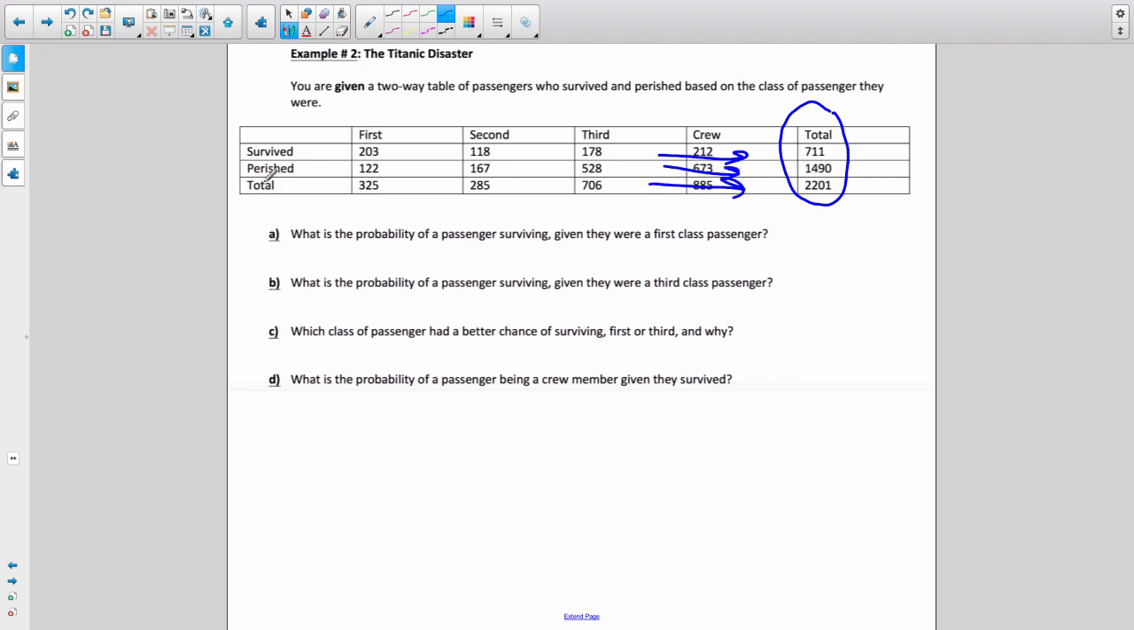But then it also totals it for all these columns. It's a two-way table. It's very nice. Let me clear that out.